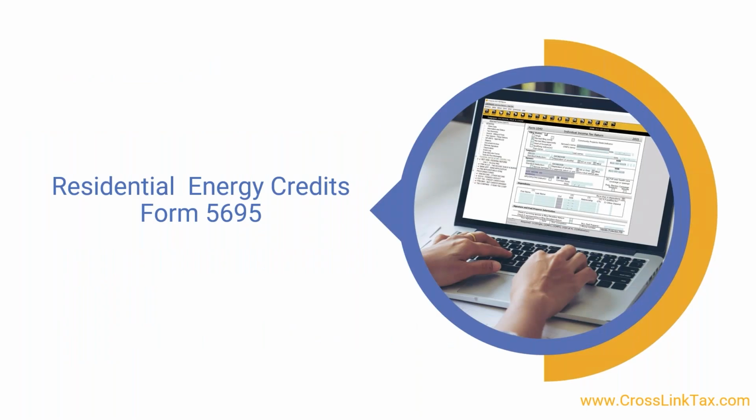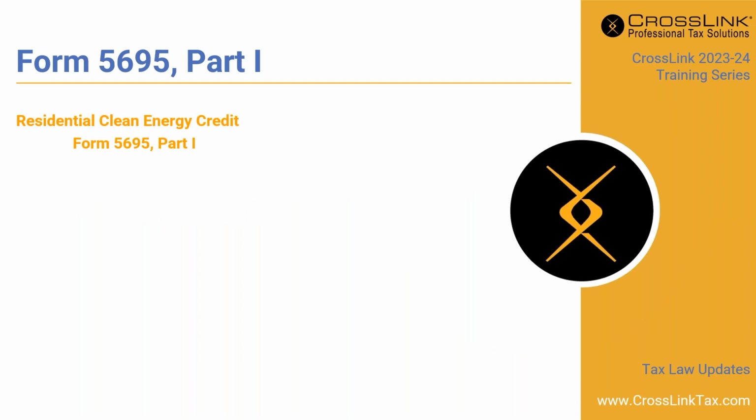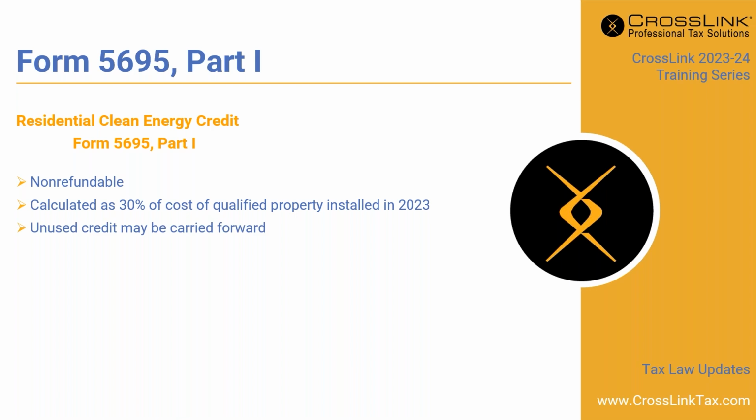Next up, we'll want to talk about the residential energy credits, which are found on Form 5695. First up, we're going to talk about Part 1, which is the residential clean energy credit. And what does this mean? It is, first of all, non-refundable. It's calculated as 30% of the cost of qualified property that's installed in 2023. We're going to give a list in just a moment, but unused credit may be carried forward.